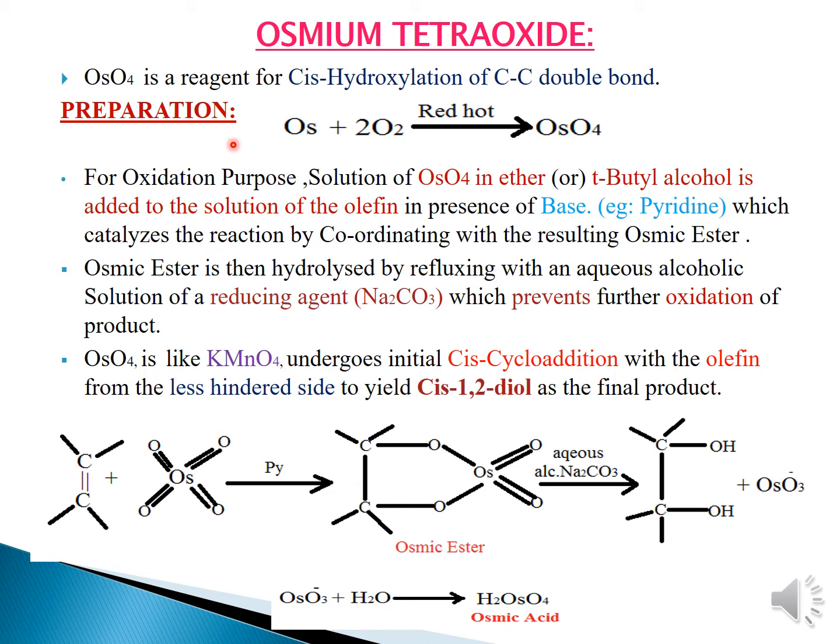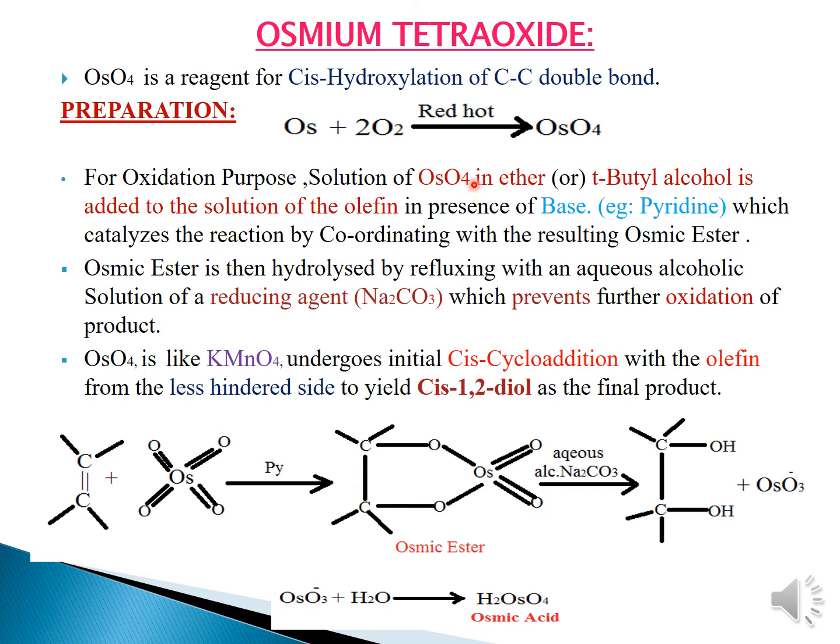So what we are doing is taking an alkene and doing the hydroxylation. That is, when we take an alkene, it will result in diol formation. Moving on to preparation: when osmium is treated with air or oxygen upon red heat, osmium tetroxide is obtained.